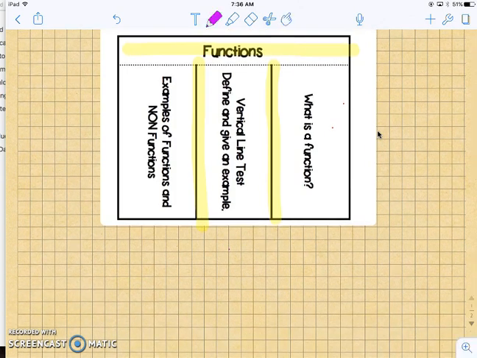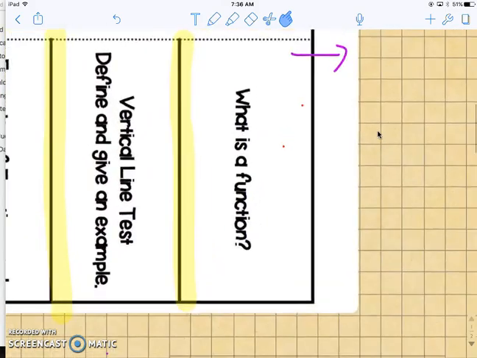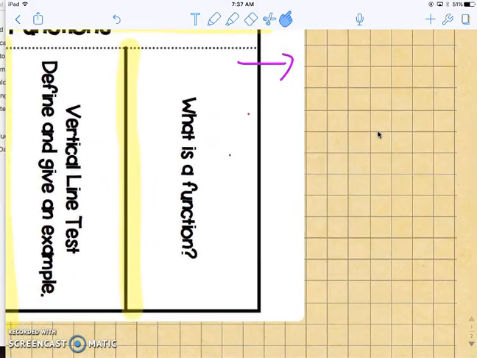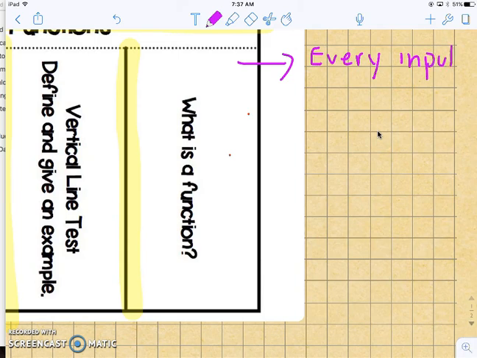So the first thing we're going to do is talk about a function here. And I can't lift up these flaps to write underneath, so you'll have to do the best that you can here. You can lift these up and write underneath them. So what is a function? A function here, we talked a little bit about this yesterday, is every input has one distinct output.